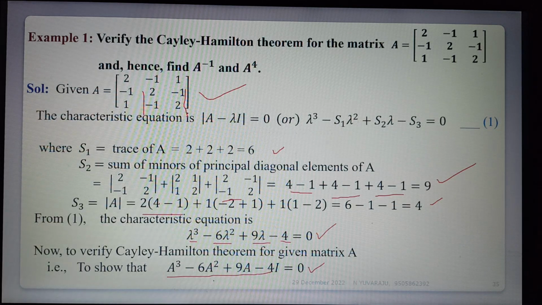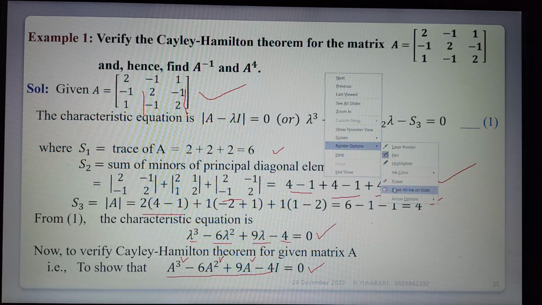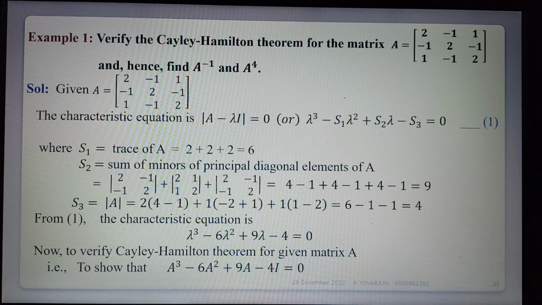Now taking the LHS. A is already given. Next, finding A square. Next, finding A cube. Okay. Next, continuation.